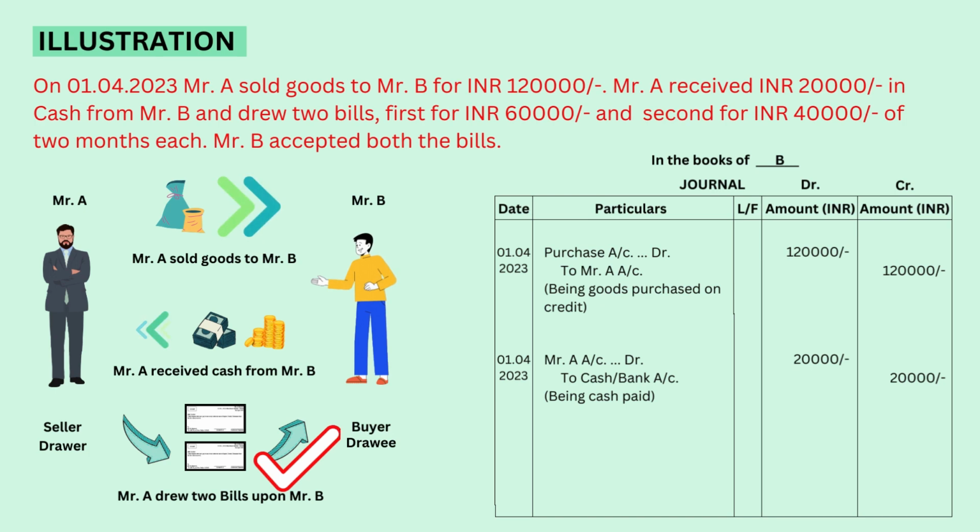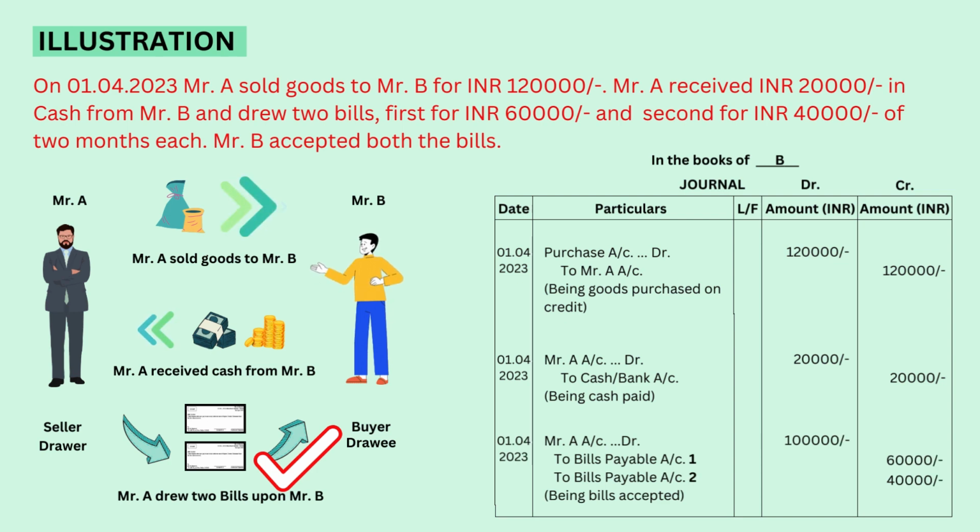Now for bill accepted, just opposite to the drawer account. Mr. A account debit Rs 1 lakh to bills payable account 1 Rs 60,000 and bills payable account 2 Rs 40,000.